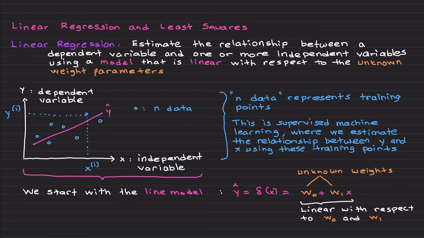I would like to mention a few more things. I mentioned that here blue dots represent the data points. Let's say we have n data points. Basically, we are going to use these data points to train our model while finding w0 and w1. So you can consider this as supervised machine learning, where we estimate the relationship between y and x using these training points. By the way, I started with the world's most simple model, the line model.